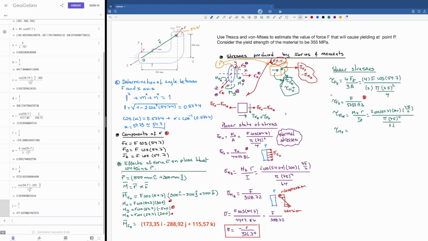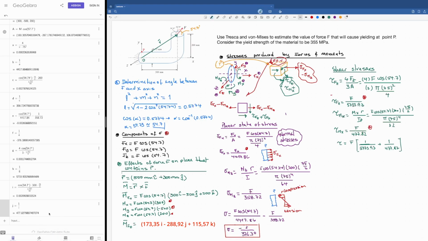477. Awesome. So I have all the terms here, and it's going to be the force divided by 477.82. I have the other one. Which means that my shear stress of the infinitesimal element is going to be the force times this 1 divided by this. And look, the shear stress created by the force is not as big as the shear stress created by the torsion there. And this 1 divided by this 1.82.